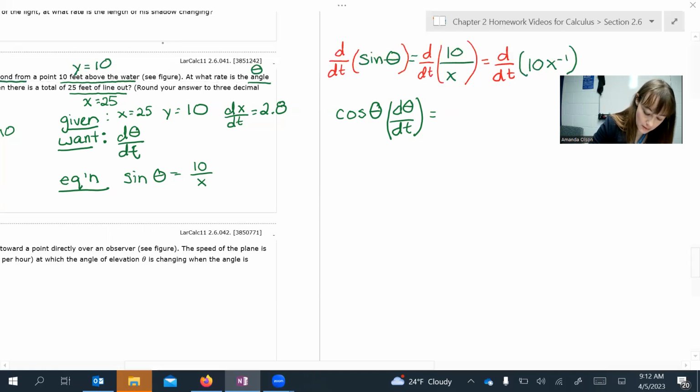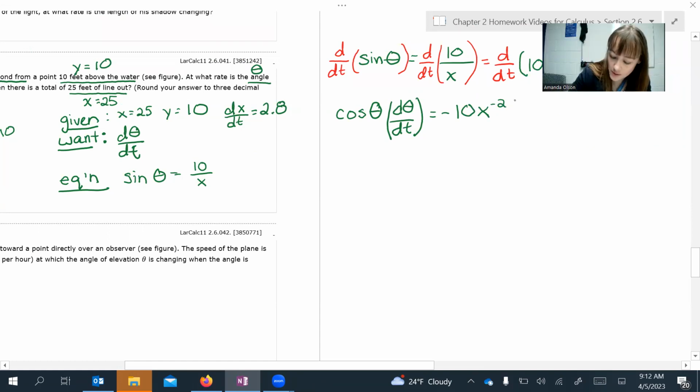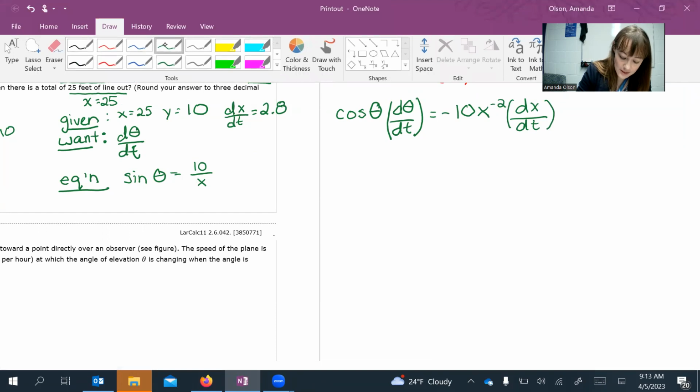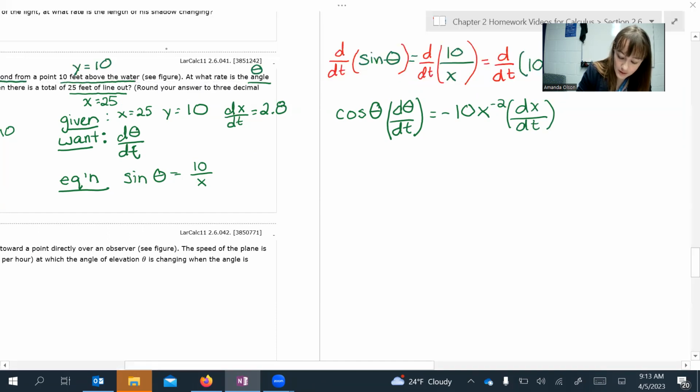Let me change my color. I get a negative 10x to the -2. But then remember, x is a function of t, so I need to multiply by the dx dt. All right. So now we can just isolate the d theta dt, and we can do that by dividing both sides by cosine.